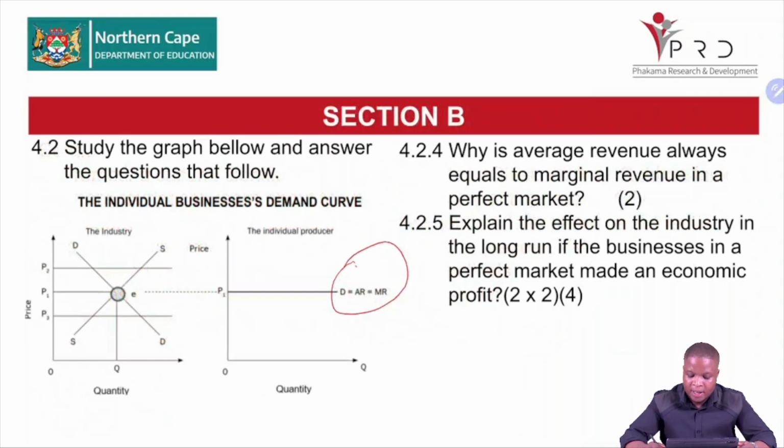4.2.5. Explain the effect on the industry in the long run if businesses in a perfect market make an economic profit. So if you are making economic profit in the short run, what will happen in the long run? So we are asking you, what is the profit in the long run? You are already thinking of that. But now tell us, if you are making economic profit, what will happen in the long run? What will result in us getting that profit that we are thinking about? Right, you'll be given 6 minutes to respond to this one. Then we look at the marking guideline.